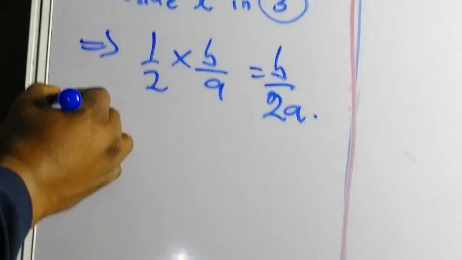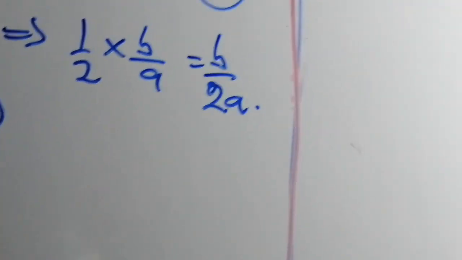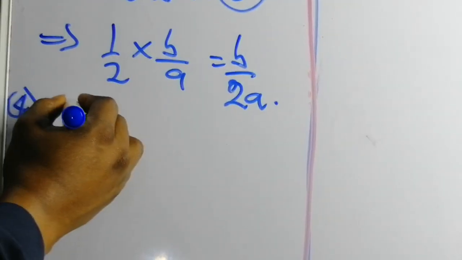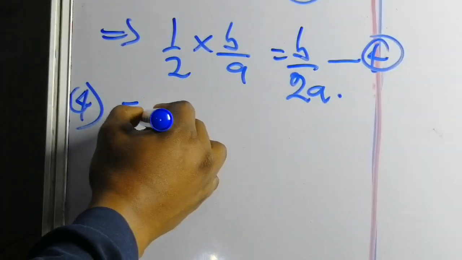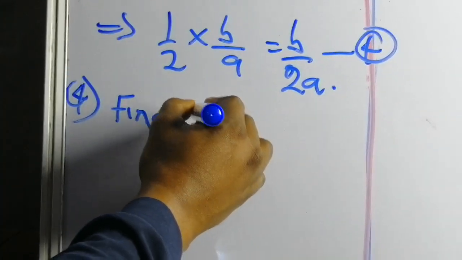So what's the next step? Step 4. Step 4 means we should do what? Find the square. I can name this as equation 4. Find the square.